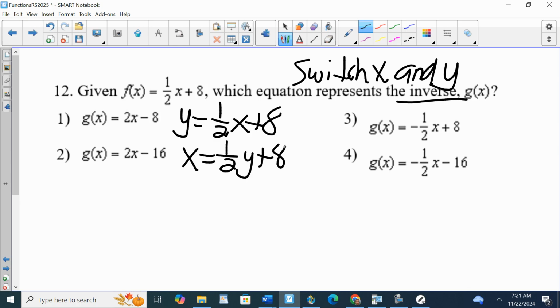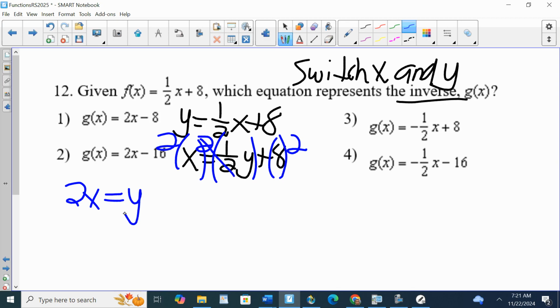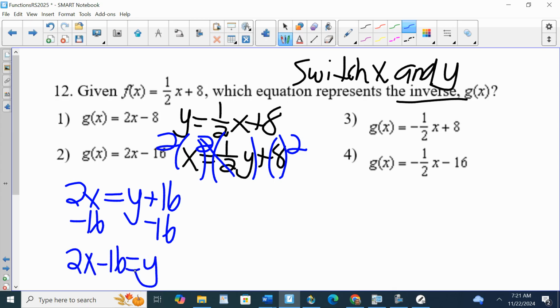And now I solve the equation for y. To get rid of a fraction in an equation, I multiply by the LCD, in this case 2. So that's 2x equals, those two cancel, y plus 16. 2x minus 16 equals y. There's your answer. That's not the way I prefer you to do it, though, especially if you're a weaker student. It's okay to be a weaker student.